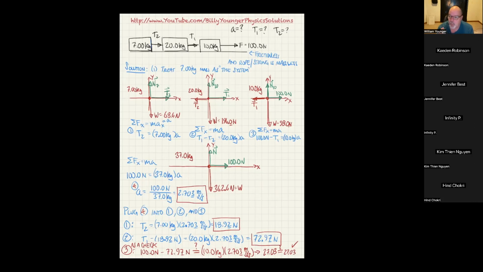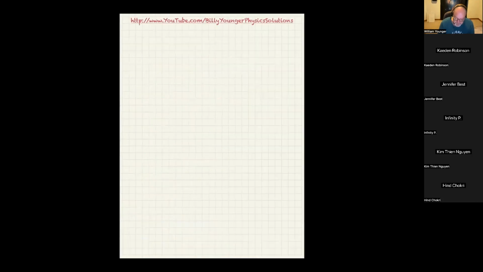When we go to the Atwood machine, which is when you have a mass on each side of a pulley, you do not want to do F equals ma for both of the masses at the same time. It's just too easy to make mistakes, so don't do that. Everybody write that down. Do not make one F equals ma for the whole system when doing Atwood's machine. All right, let's do another problem.